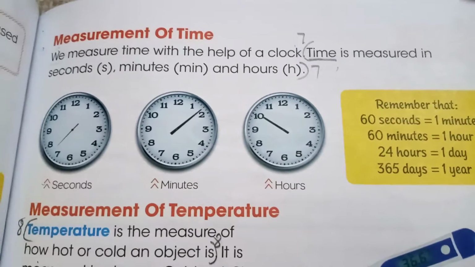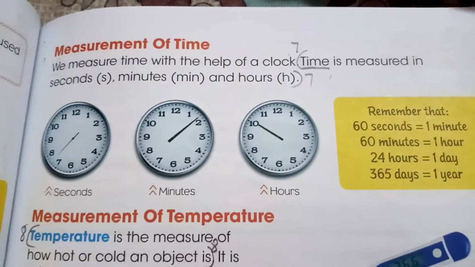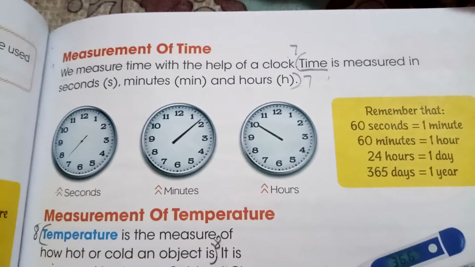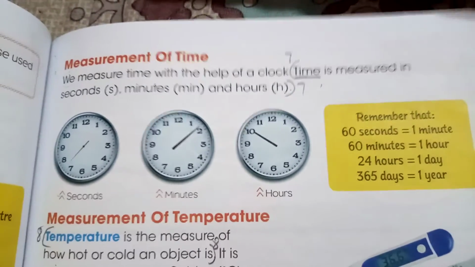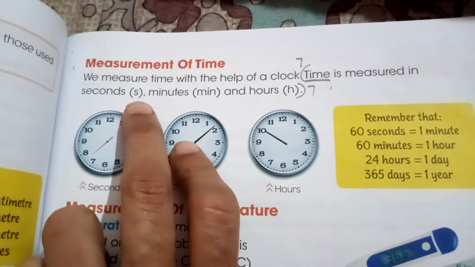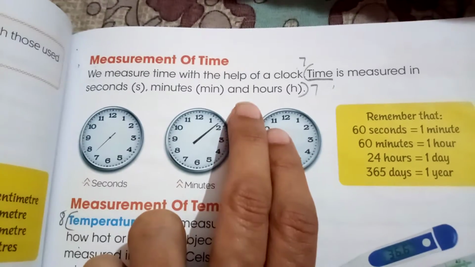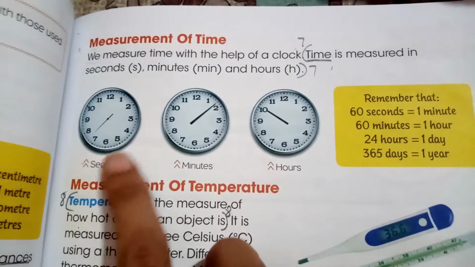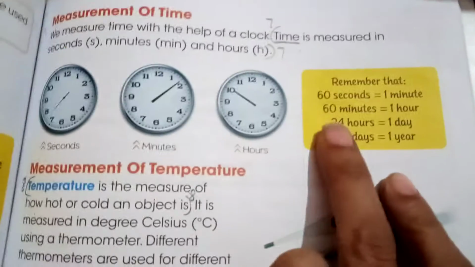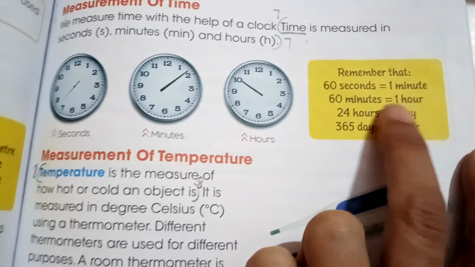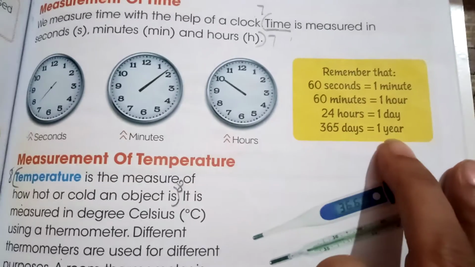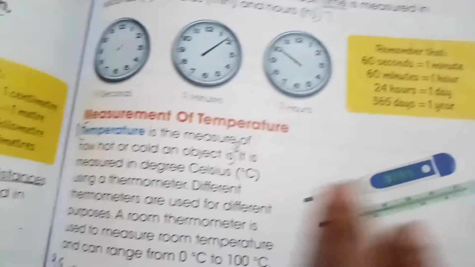We discuss the measurement of time. Now how can we measure time? We can measure time with the help of a clock. And what does the clock show? Clock shows seconds, minutes and hours. When we discuss seconds, we give it the symbol S, minutes MIN and hours H. So this shows the seconds, this shows the minutes and this shows the hours. And we also discussed that there are 60 seconds in 1 minute, 60 minutes in 1 hour, 24 hours in 1 day and 365 days in 1 year. We have already learned all the yellow pages.